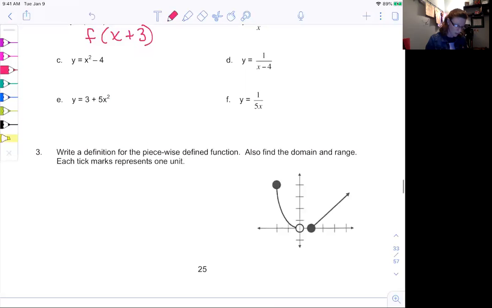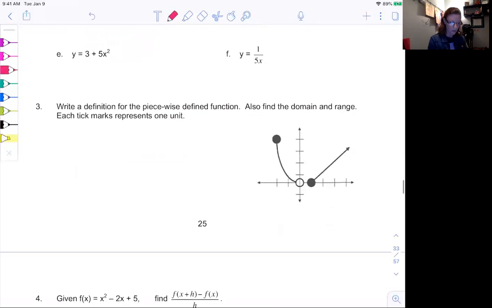Question 3 down here wants you to write a definition for the piecewise function defined. A definition is another way of saying write an equation. So I want you to come up with the piecewise function, or really the equations that define this function. And if there are 2 parts to the graph, there should be 2 equations. It says each tick mark represents 1 unit.